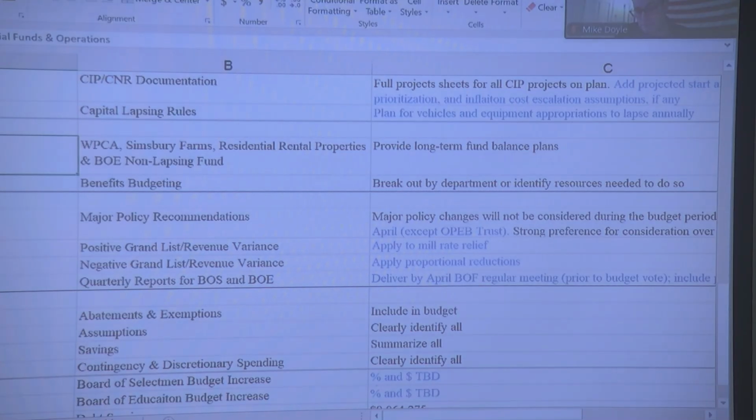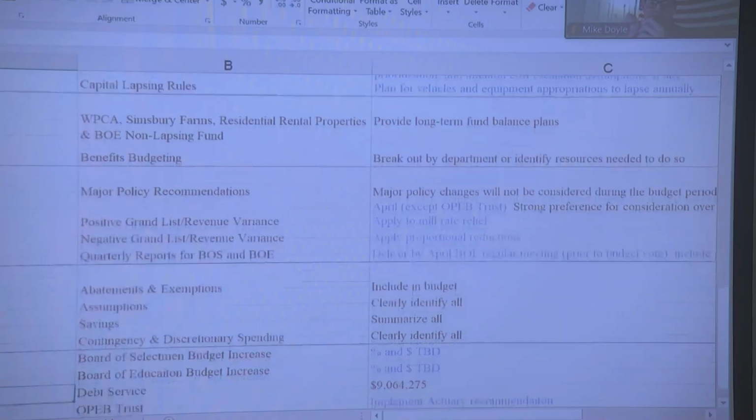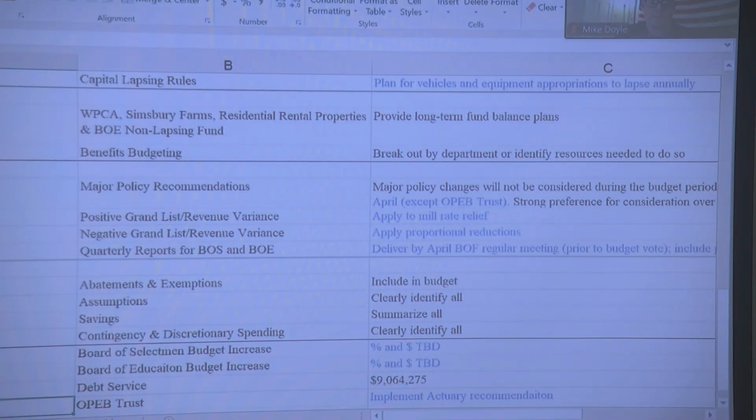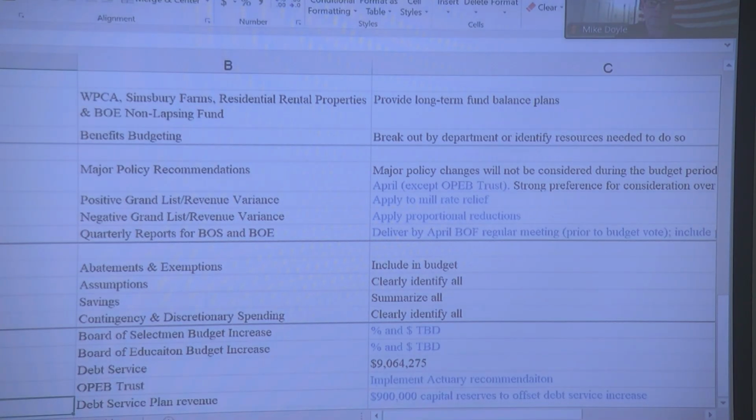Benefits budgeting, we have asked this in the past. Please break out by department, or I know this wasn't able to be done in the past, but please identify what resources you would need to be able to do so that we can get the total cost of police, library. Right now, we don't know how much we're spending on each of the departments because the benefits are segregated.